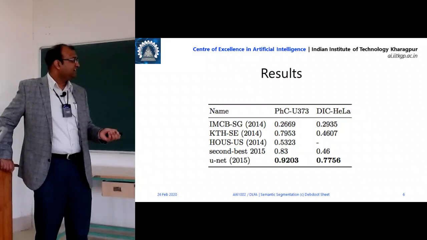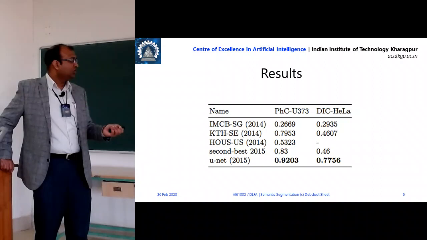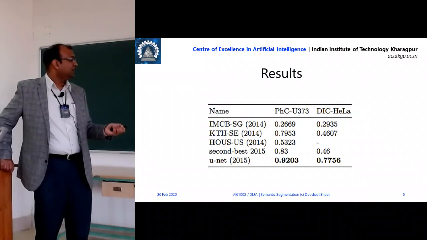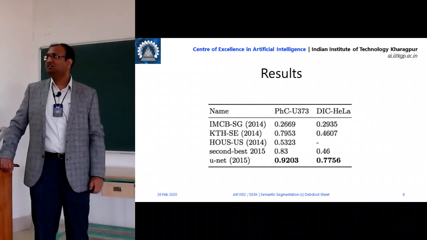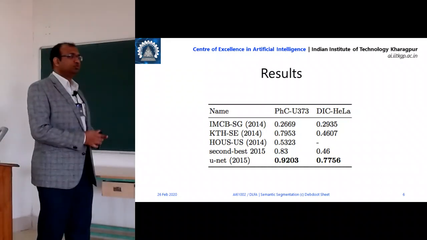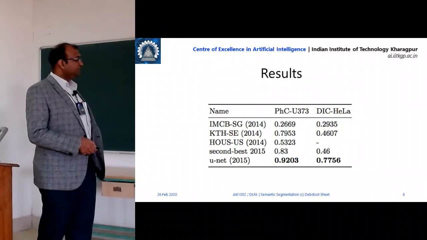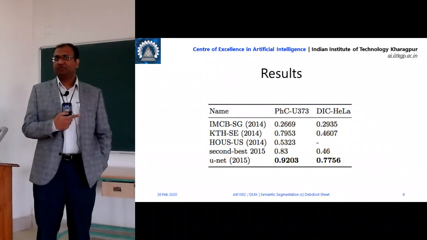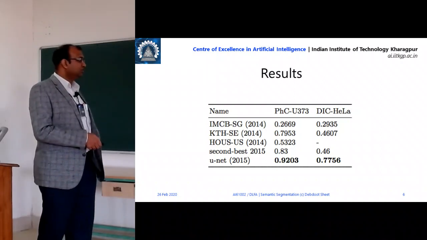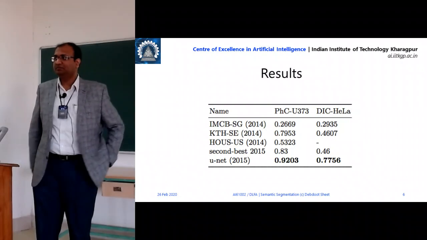Now the second best was something which made use of a neural network. All of these were classical image processing based methods. So KTH is from KTH in Sweden, IMCB I don't remember. House is most likely the University of Houston group which was doing it. So these were the scores which they had reported in this challenge for cell segmentation in 2014, and this was what they reported in the paper together over there.